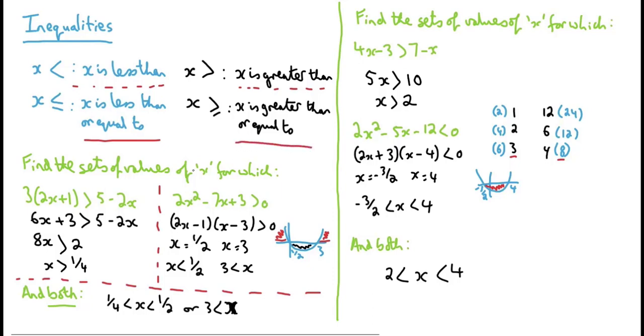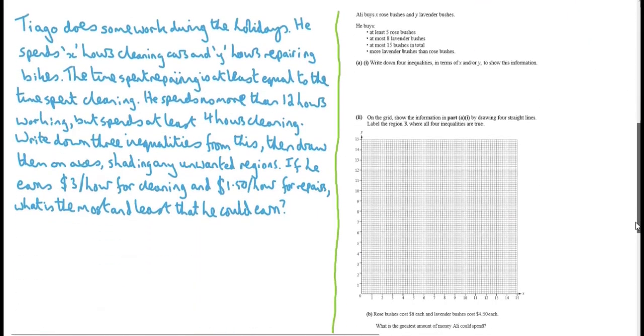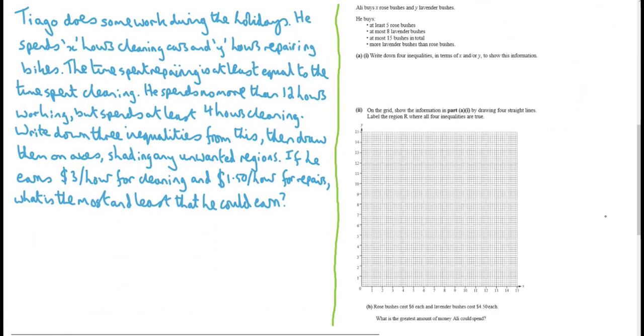Just to make that distinction clear first of all, so that now, as we scroll down to these other kinds of questions, we'll understand why we potentially are drawing these in different ways. So, in our first scenario here, we have that Triago does some work during the holidays.